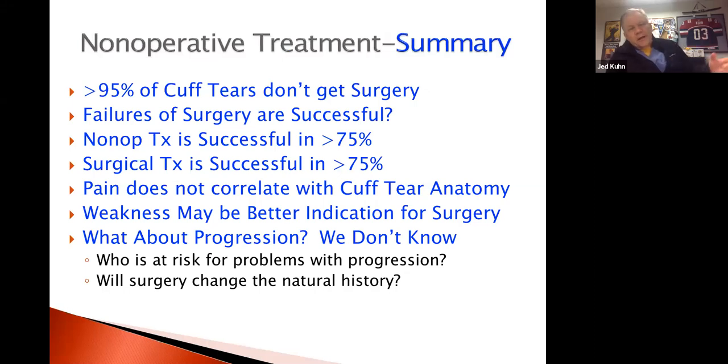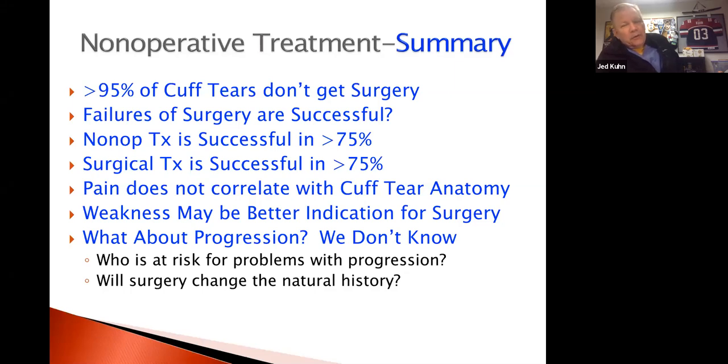So here's a summary on non-operative treatment, and Bill was kind of stealing the thunder a little bit. Things to remember are that 95% of the cuff tears don't get surgery. If you do a repair and it fails, patients are happy. I don't know if that repair really did anything. It's probably the post-operative therapy that made them better. Non-operative treatment is successful in about 75% of patients overall. Surgical treatment, if you just define success as your repair healing, is successful in about 75% of patients overall.